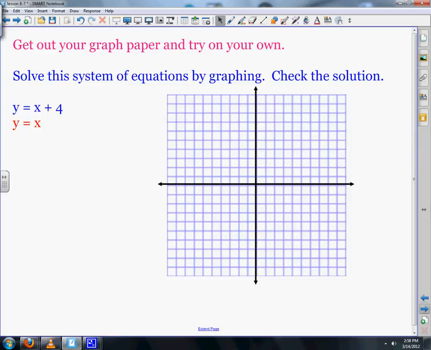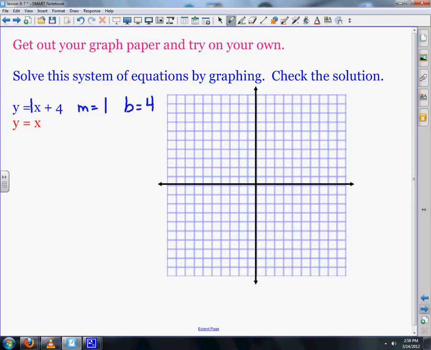All right, I want you to try this one on your own. Pause the video for a minute, and then when you're ready, you can turn it on and we'll go through it together. All right, let's look at this. The first equation, we first want to identify the slope, which is 1, because there's not a number in front of x, and the y-intercept is 4.